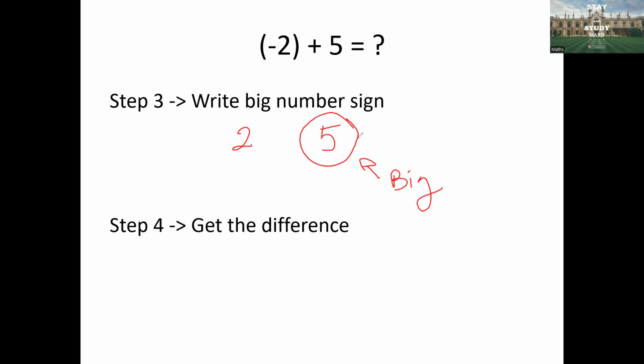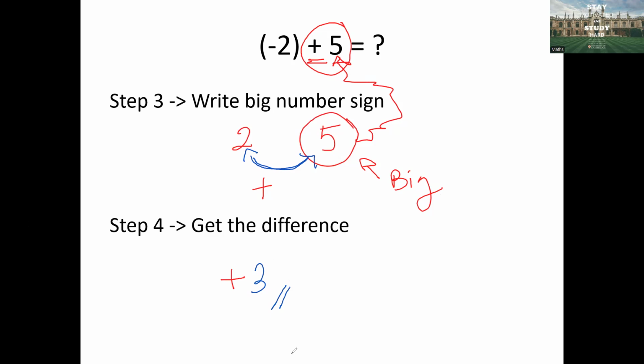Then you have to go to the original and see what is the sign of this number. That number's sign here is positive. So then your sign is going to be plus. You write plus as the final answer sign. Here you have to get the difference. The difference between 2 and 5 is how much? 3. So the answer is plus 3. Right? The answer is plus 3.